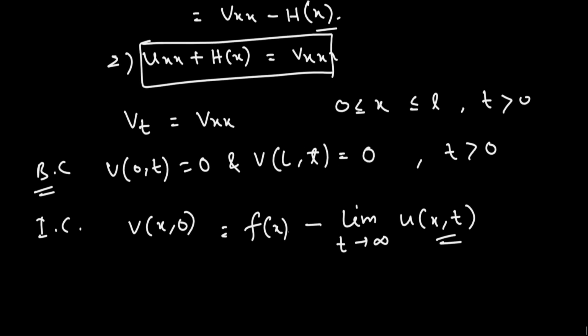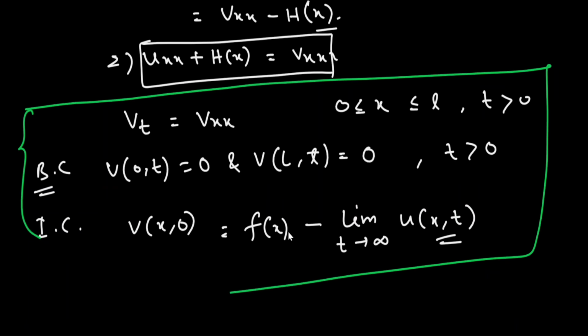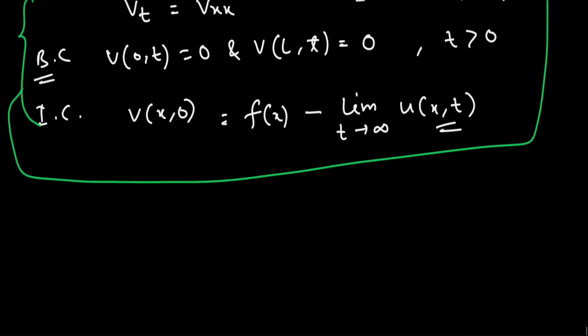So we note that the given inhomogeneous PDE reduces to a homogeneous PDE by using this. Then we can easily solve this problem. Now take an example to find the steady state solution.